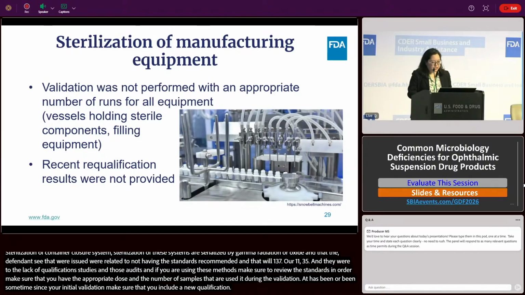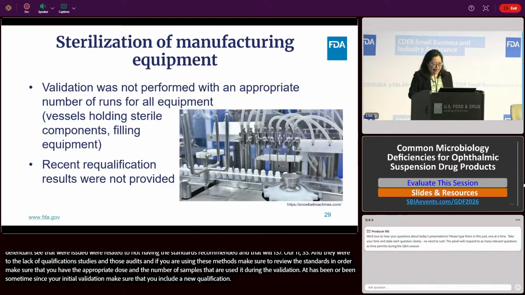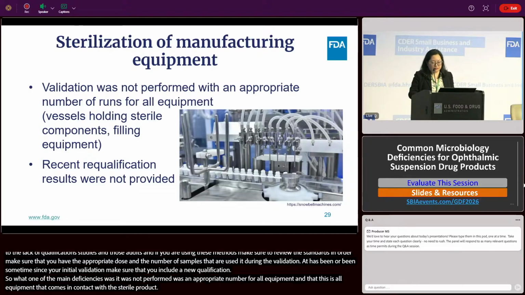Sterilization of manufacturing equipment. One of the main deficiencies is that the validation was not performed with an appropriate number of runs for all equipment. And this is all equipment that comes in contact with a sterile product. That could be your vessels holding the sterile components, the filling equipment, etc. And then also, as I mentioned earlier, not providing recent requalification results.